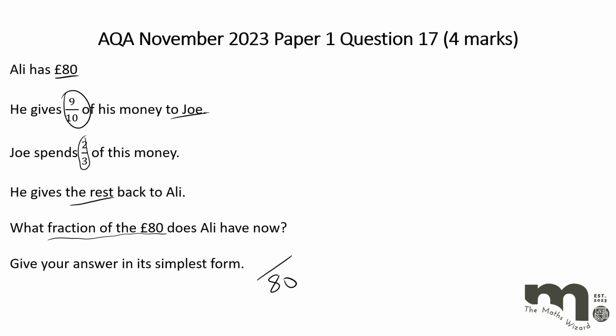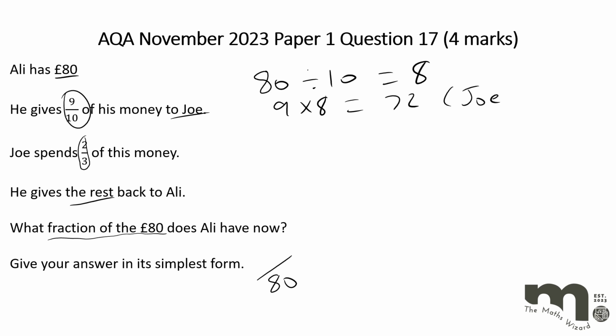Okay, so if we work this out then, if we do 80 divided by 10, that's going to give us 8. So that's what Ali has by the time he's given that money to Joe, essentially. And then he's given 9 lots of 8 to Joe. So that's 72. So Joe is given £72 essentially.